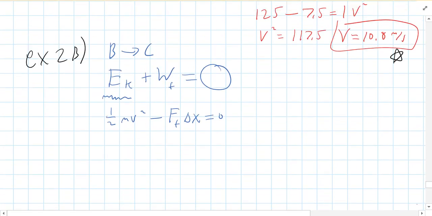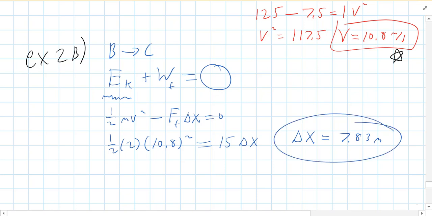I'm going to sub in all my numbers. 1/2, the mass was 2. Our velocity was 10.8 squared. And then I'm going to move this other part of the equation to the right side. Friction is 15, and we're trying to solve for delta x. And if we do the math, we plug this in and then divide by 15 and solve for delta x. You get delta x is 7.83 meters. So that is how far the book will slide before it comes to rest.